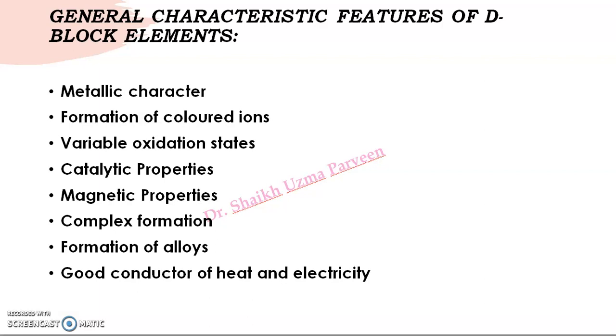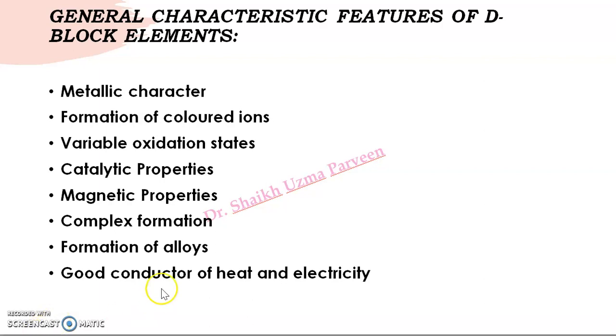Paramagnetic substances are attracted by a magnetic field, and diamagnetic substances are repelled by a magnetic field. Diamagnetic character arises because of the absence of unpaired electrons. Most of the transition elements and their compounds are paramagnetic in nature. The greater the number of unpaired electrons in the substance, the greater is the paramagnetic character. The magnetic character of a substance is expressed in terms of magnetic moment. As we have seen, these d block elements contain unpaired electrons, so mostly they are paramagnetic in nature.